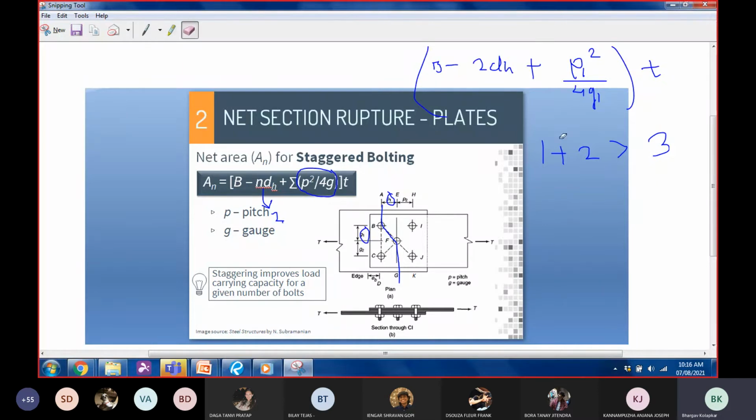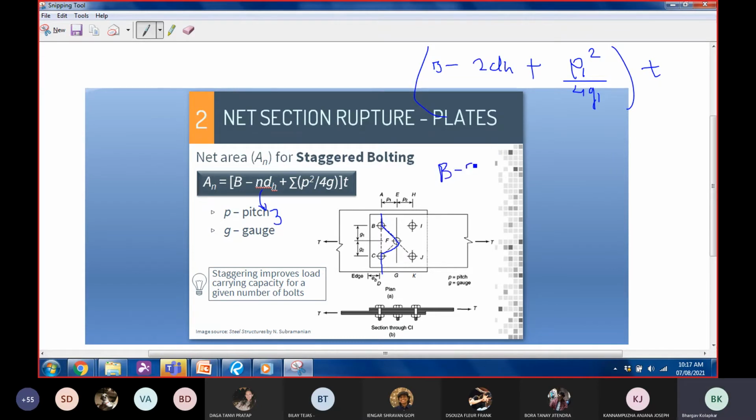Okay, now let us take another example. In another example, my failure path is A, B, F, C, and D. This is my failure path. I'm encountering 3 bolt holes here, so N is going to be 3. And I have 2 staggered arrangements. So my formula would look something like this.